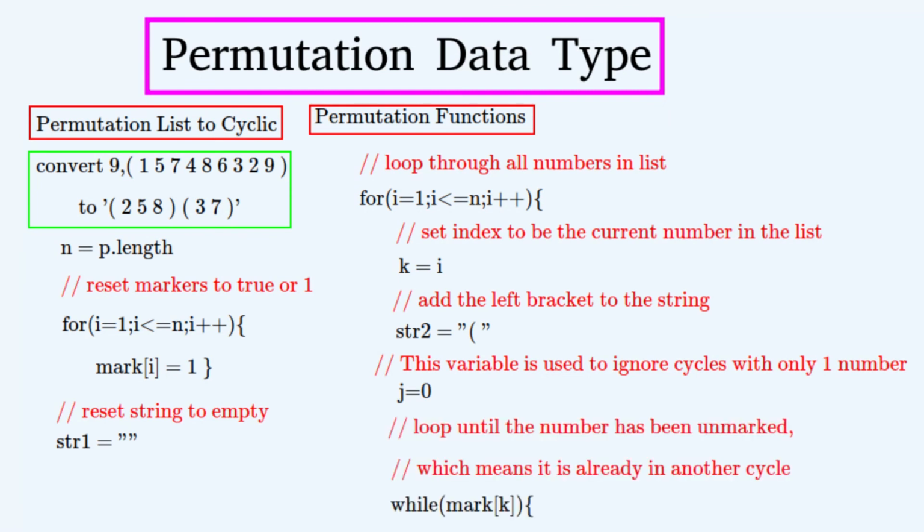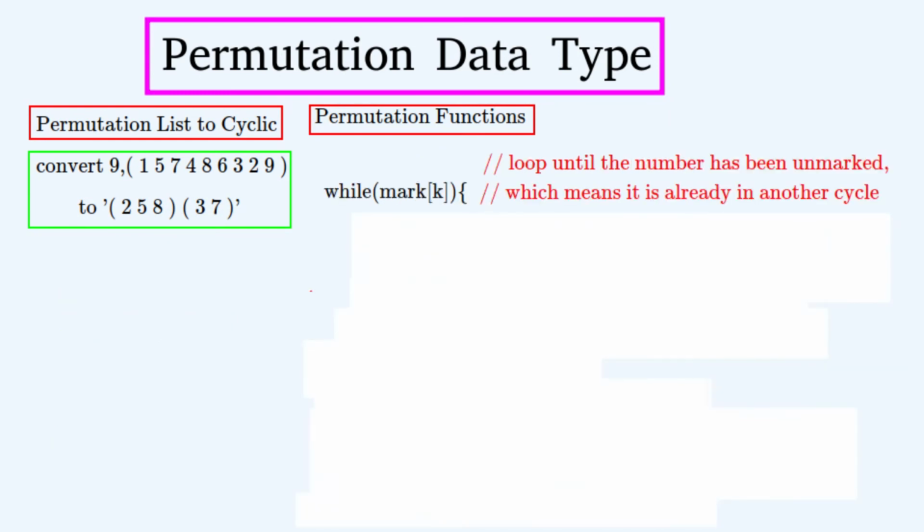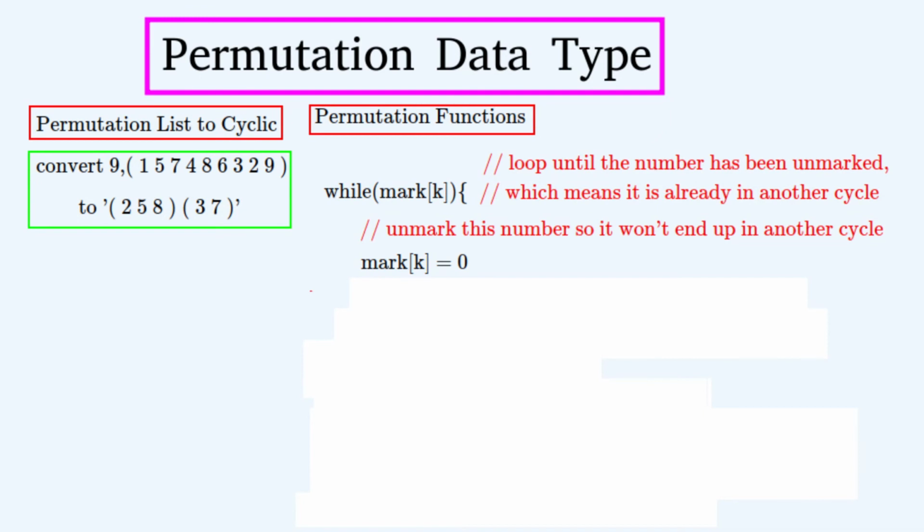We'll start this while loop. We'll only enter it if the variable isn't already in another cycle. We'll exit when it reaches the end of the cycle. I'll just write this while loop at the top here, so we can see the whole loop on one page. When the loop is entered, then we'll immediately unmark this variable so that it won't be processed again. We'll then append this number onto the string.